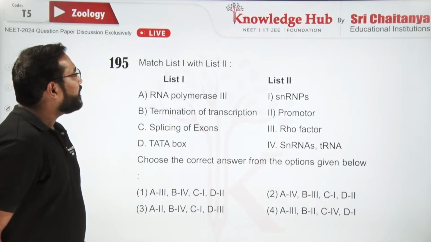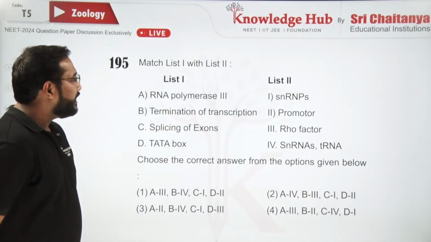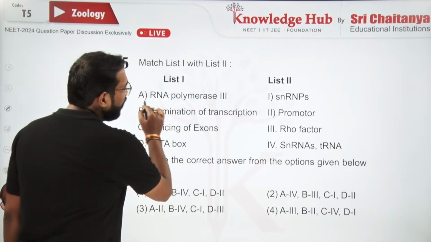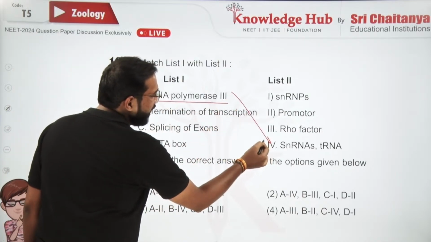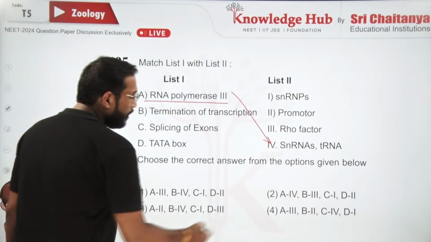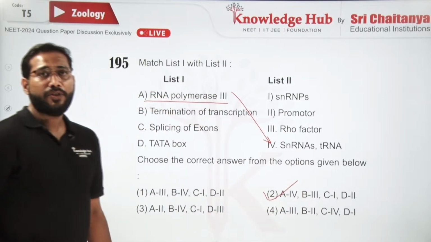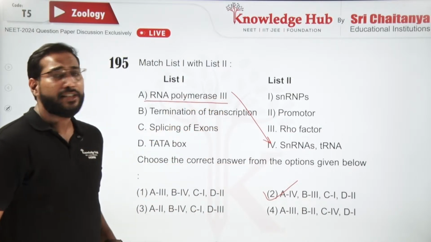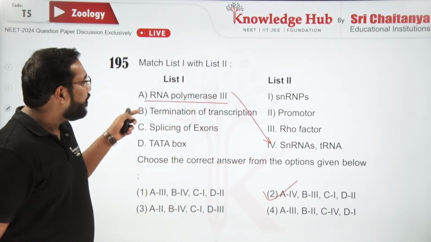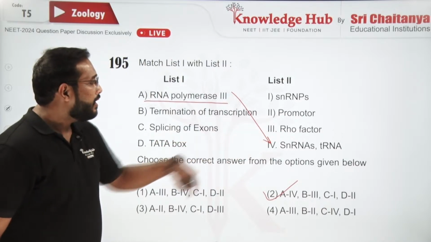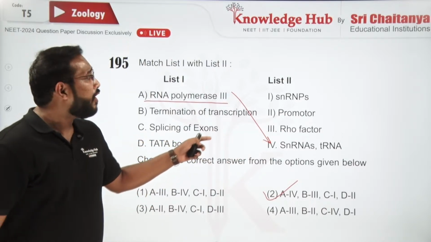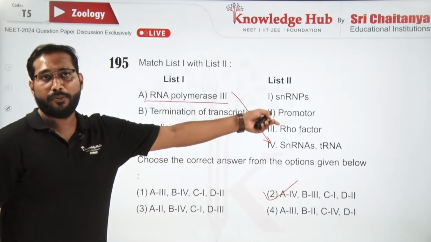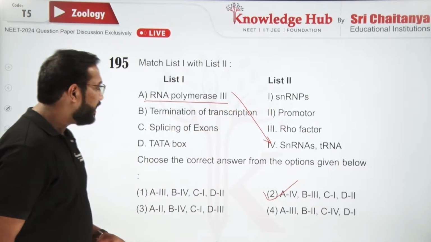Then we have match list 1 with match list 2. Again, another match the following type of question, right? So if we see here, RNA polymerase 3 synthesizes small nuclear RNAs and tRNAs. So A is 4, and hence from only one matching you will get your answer. So A4 means RNA polymerase 3 will synthesize small nuclear RNAs and transfer RNAs, whereas the termination of transcription will be taken on by rho factor. The splicing of exons will be caused by small nuclear ribonuclear proteins, and the TATA box is a promoter present in prokaryotic genome, right?